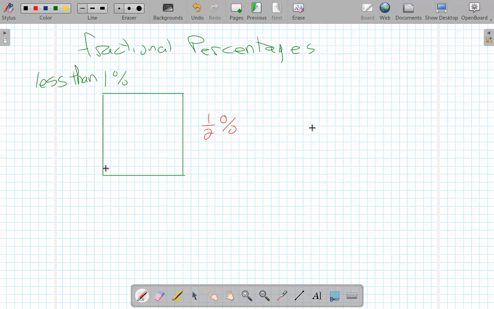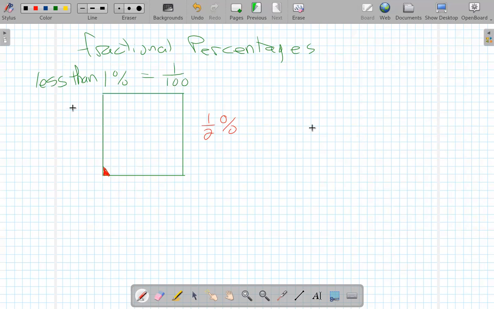Well, 1% would be one of these squares because this is a 10 by 10 grid. 1%, remember, is 1 out of 100. 0.5% should be half of one of those. So I'm just going to come down maybe to this bottom one here. I'm going to cut it in half diagonally. Let's use red actually. And so just that bottom of the diagonal, that right there would be 1/2 of 1%.